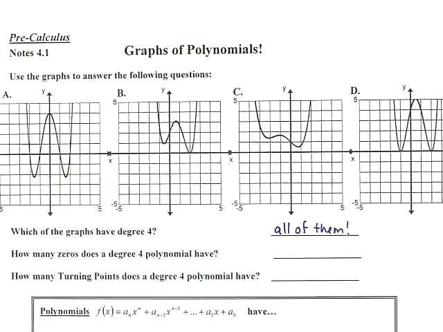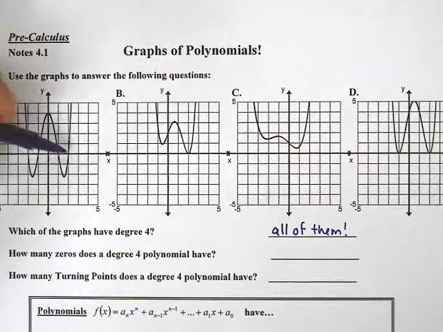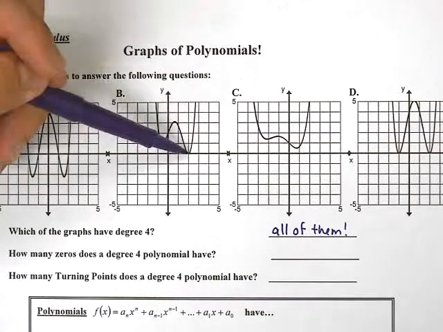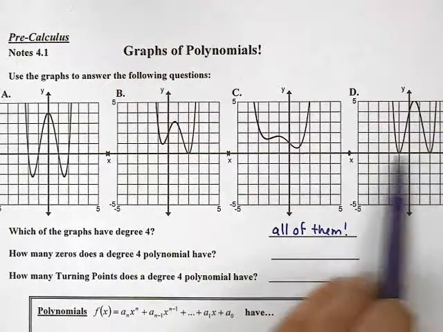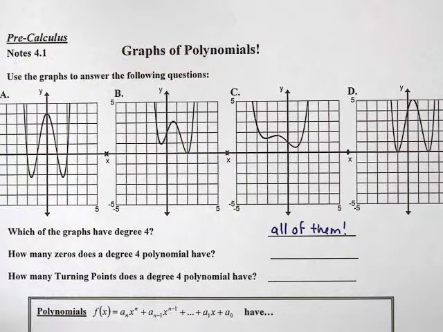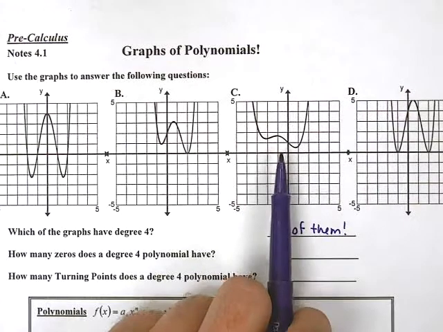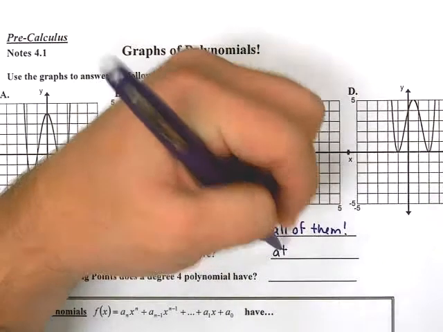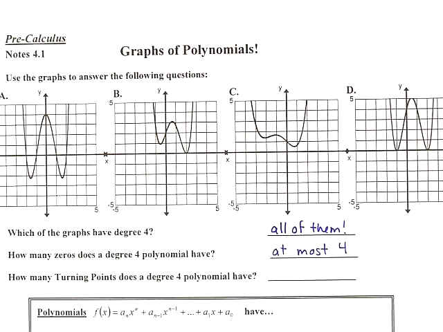Now, how did I know that? Well, we use some of our hints, okay? How many zeros are in this graph? 1, 2, 3, 4. Okay, this one has 4 zeros. This one has 1 zero. This one has 0 zeros, or no zeros. And then this one has 2. Okay, so what I want you to think about here is, well, this graph has 4. This one has 0. So what we are going to say, guys, is that a polynomial can have at most, and in this case, at most, 4 zeros. All right?